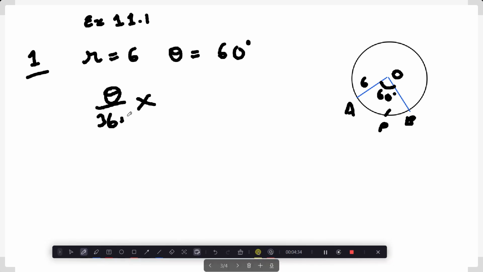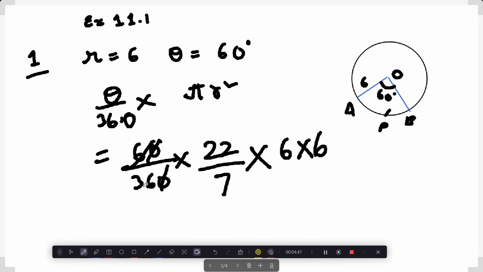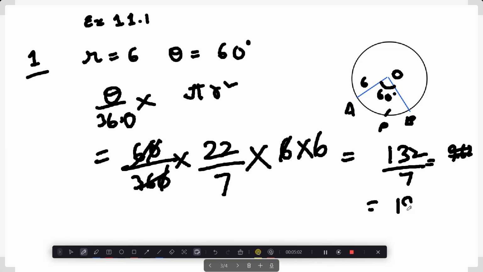Theta by 360 into pi r square, which will be 60 by 360. And pi, for the purpose of this exercise, we've been told to use 22 by 7, into 6 into 6, which is equal to 132 by 7, which is 18.86. Or you can leave it at this also.